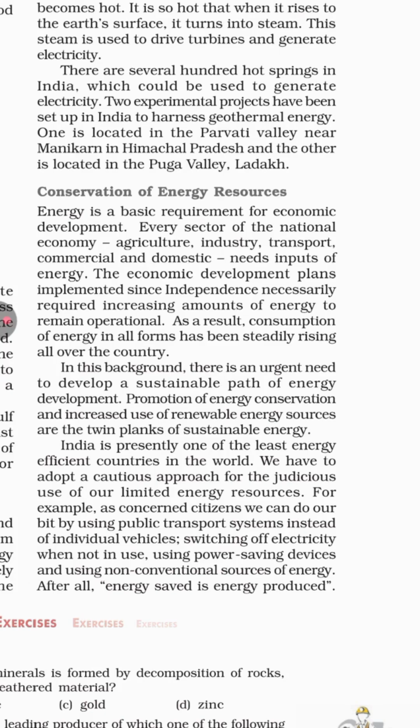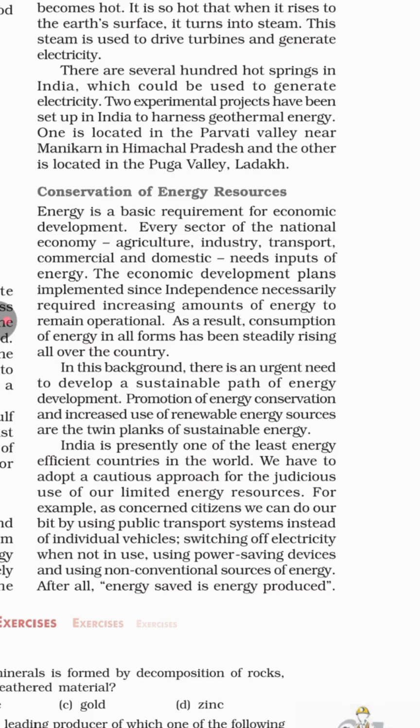And most importantly, a country's development is dependent on energy resources. We are using energy resources for everything, whether it is agriculture, industry, transport, or domestic cooking purposes. So we need to conserve energy. The need is very much there, and India is the country where we are least energy efficient. Some of the countries in Europe have become 100% energy efficient. We are not using it in a judicious way.